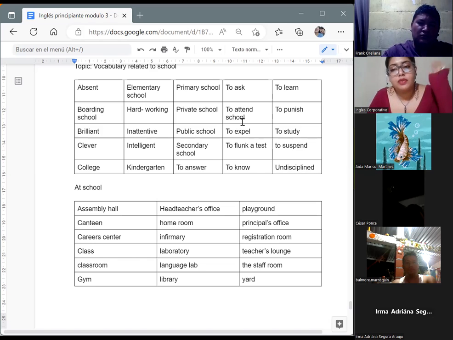But in this case, it's not related to the teachers. They are talking about all of the other members of the staff. En ese caso, podemos hablar de ordenanzas, vigilantes y todo eso. That is the staff room. And the last one is yard, es el patio. Then we have the classroom.